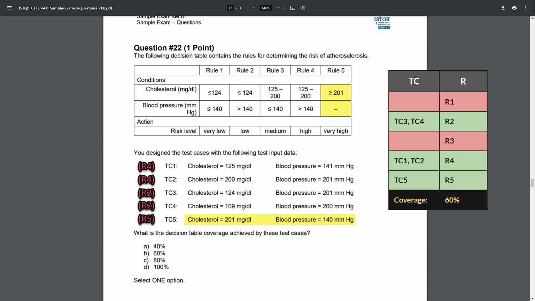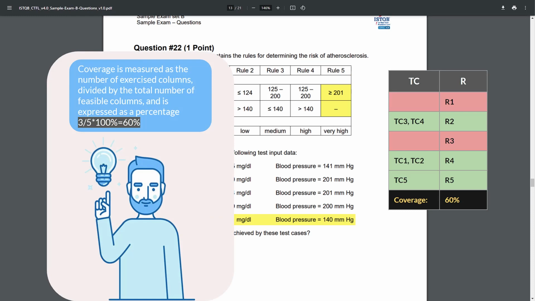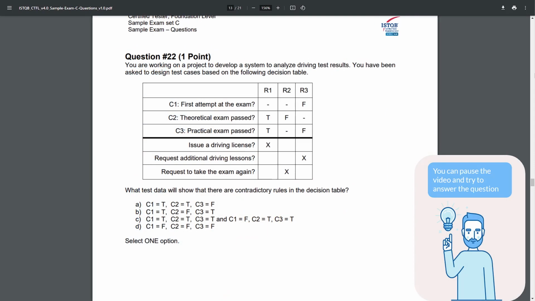There are 5 rules in total, and only 3 of them are covered by tests. One rule is 20%. Accordingly, the test coverage will be 60%. And this is answer option B. As you can see, although decision table testing is a more complex technique than equivalence partitioning and BVA, the questions on it are simpler, provided that you do not need to build a complete table of conditions and actions.